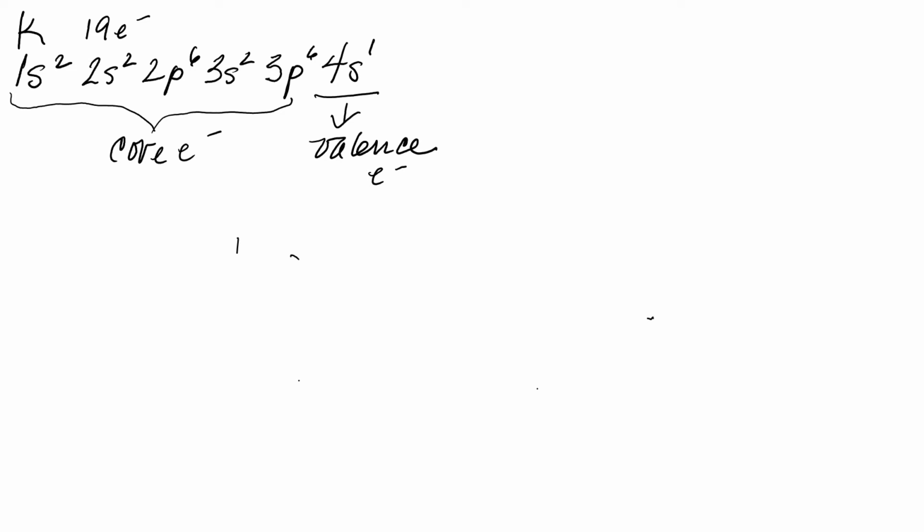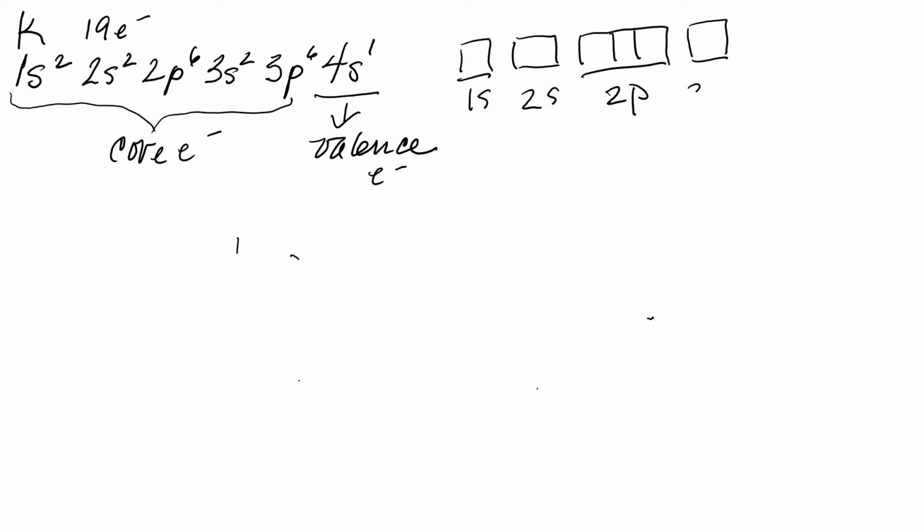Now let's draw the orbital diagram. So we have to have a 1s box, a 2s box, a 2p box, a 3s box, a 3p box, and the 4s orbital box. All electrons up to the 4s are paired. We have an unpaired electron here. So I put 1 electron in each orbital before I start pairing.